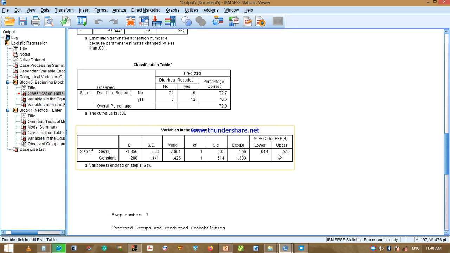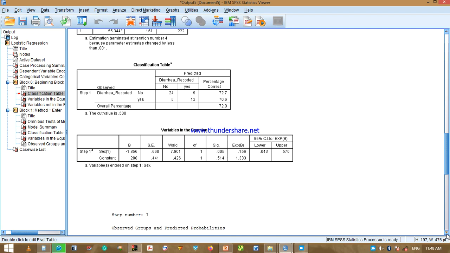For linear regression, when the confidence interval includes 0, then we cannot reject the null hypothesis. Therefore, here, since it does not include 1, we reject the null hypothesis. So, sex is a good predictor of diarrhea, then. That's what we can see. But as you can see, then, this is a crude analysis.